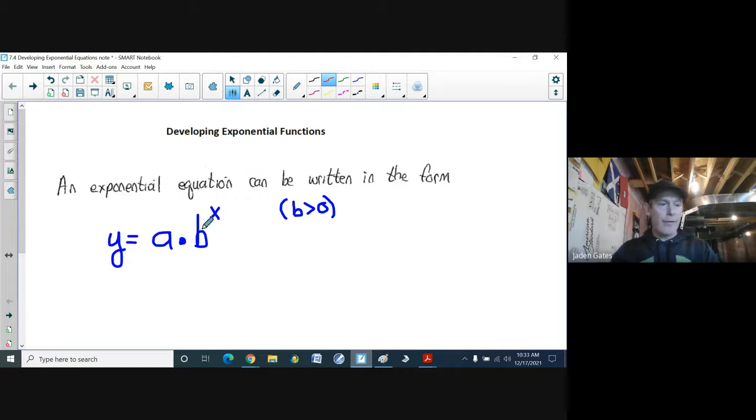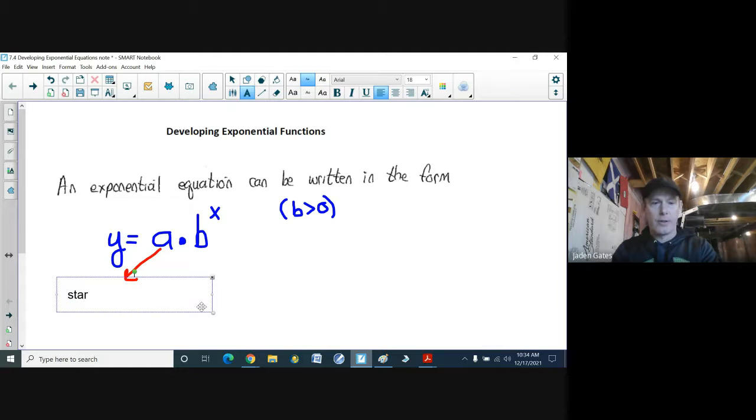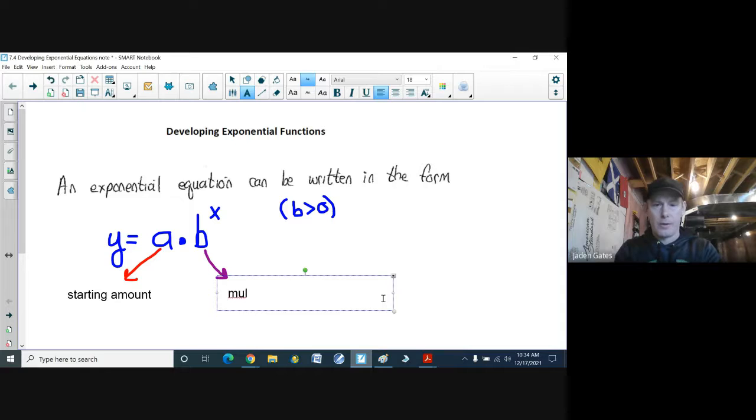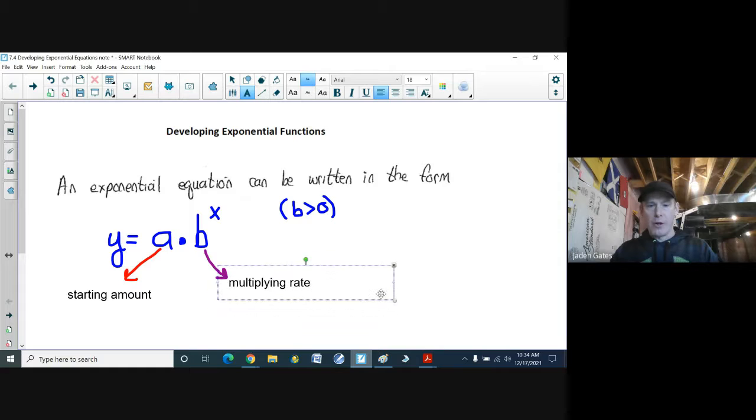Now, the first thing is all you have to do is come up with the a and the b value, and then you have your exponential equation. Now, to find the a value, the a is actually what we call your starting amount. And b is what we're going to call our multiplying rate. That's a little bit harder to figure out, the multiplying rate.